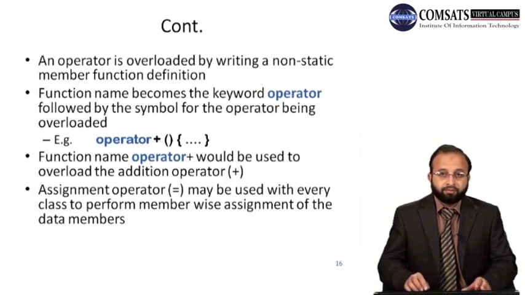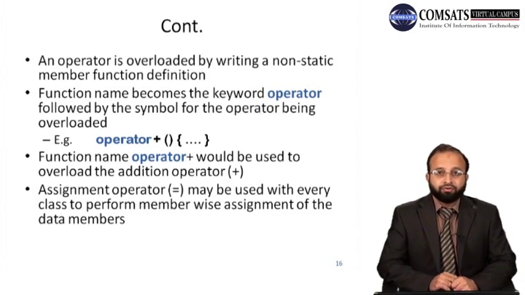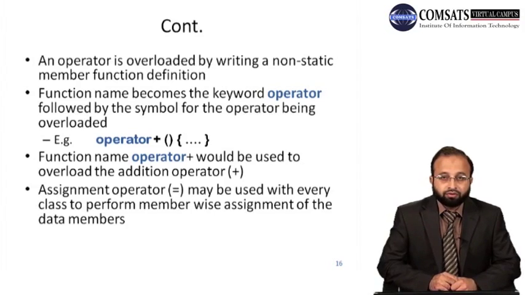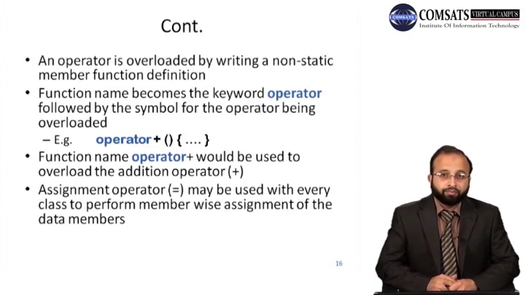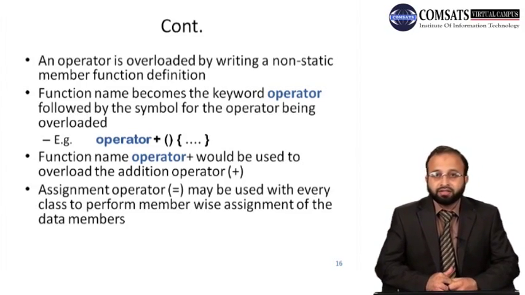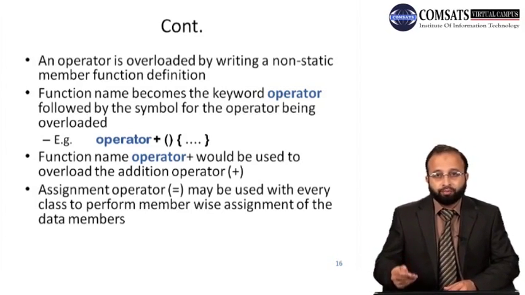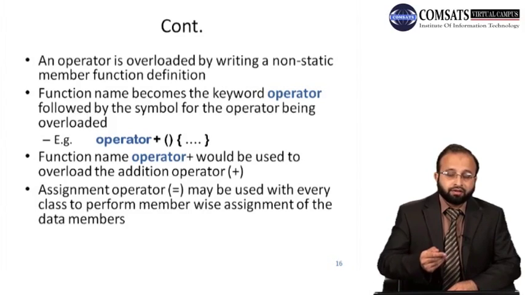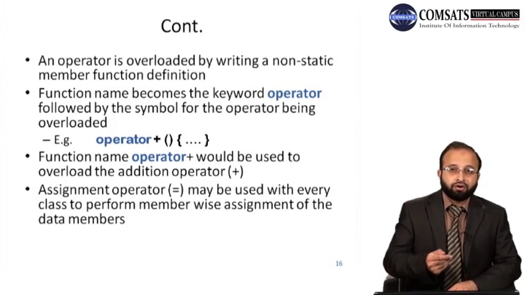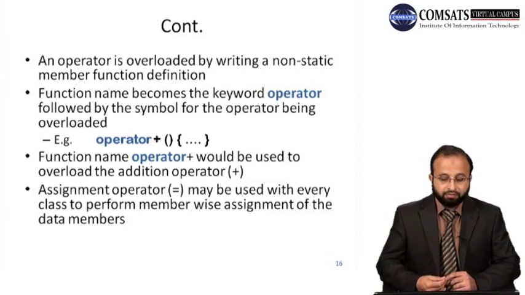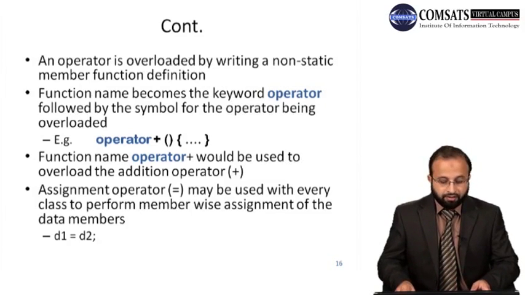The assignment operator, that is the equal sign, may be used with every class to perform member-wise assignment of the data members. For example, if I write d1 is equal to d2, then this means that I want to copy the values of the private data members of d2, that is feet and inches, into the private data members feet and inches of d1 object. So we can overload the assignment operator for any class like this.